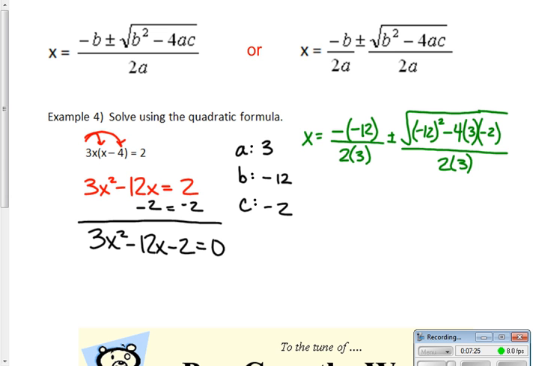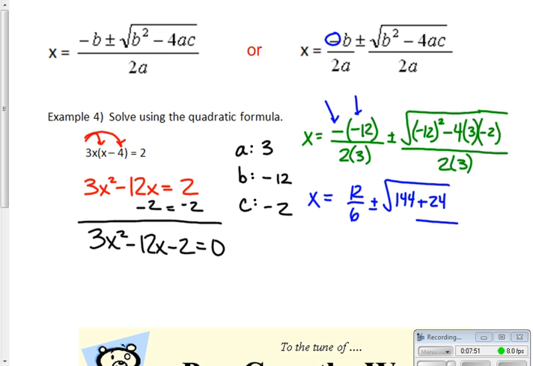So I've gone ahead and I input everything in my formula. Big thing here is notice that here's that negative. I held the negative from above and then I input my negative 12. So you have that negative negative making a positive. That's normally where one of the mistakes happen. So we have x equals 12 over 6 plus or minus, and then we'd have the square root of 144 plus 24 over 6. Go ahead and reduce again.